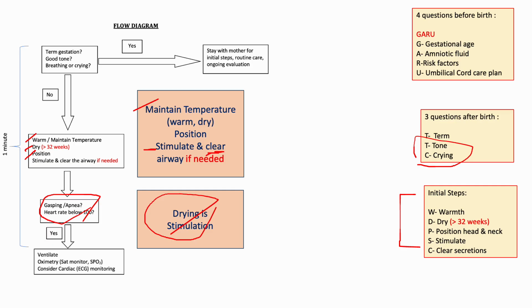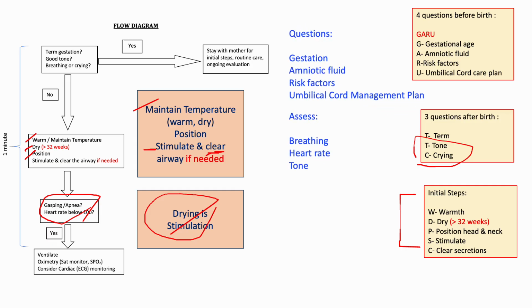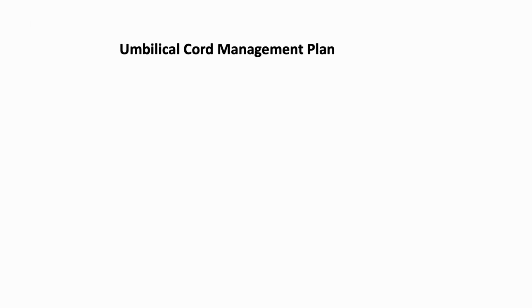And there are many ways you can ventilate. In hospital, you can use a T-piece, or an anesthesia bag, which is a flow-inflating bag, or a self-inflating bag. So there are different ways. Whatever your hospital has, just follow those. So now again, the questions we talked about, then the other one is assessment, and the last one is initial steps. Remember that stimulation and suction is only if needed.